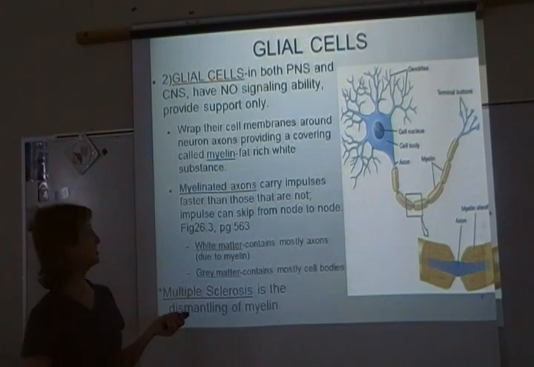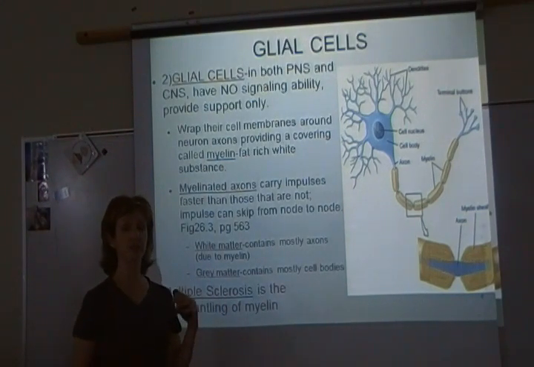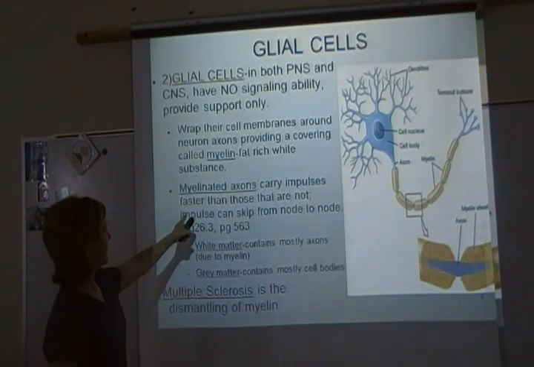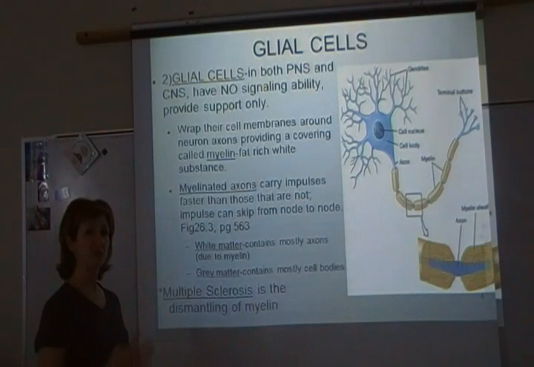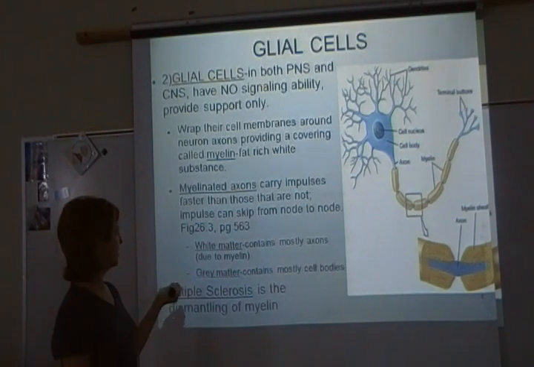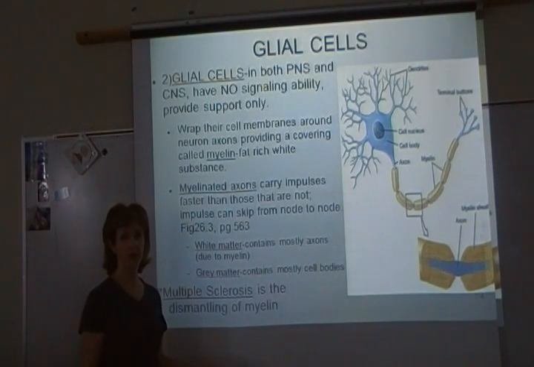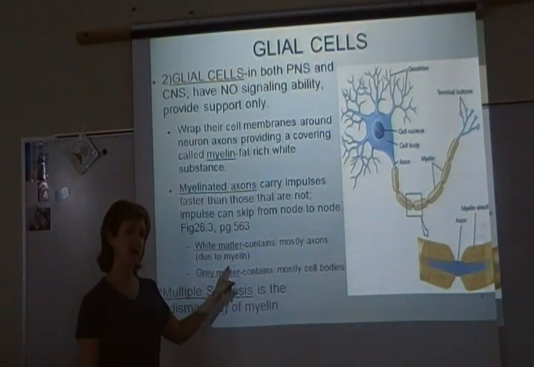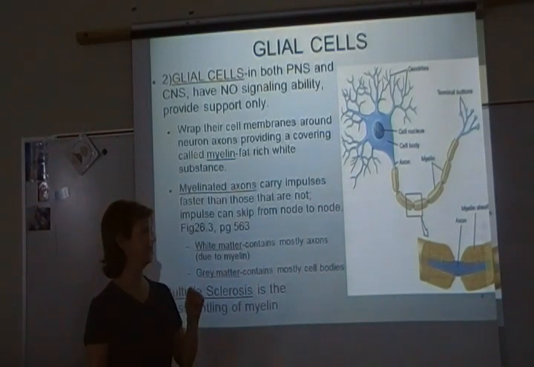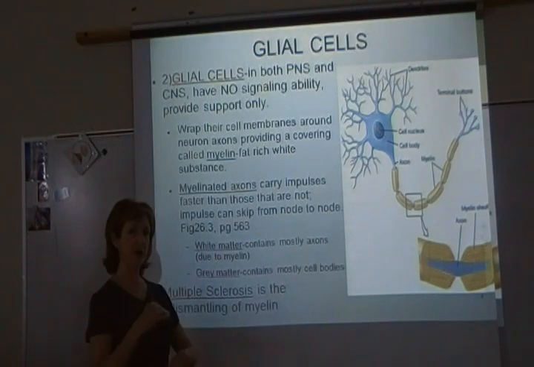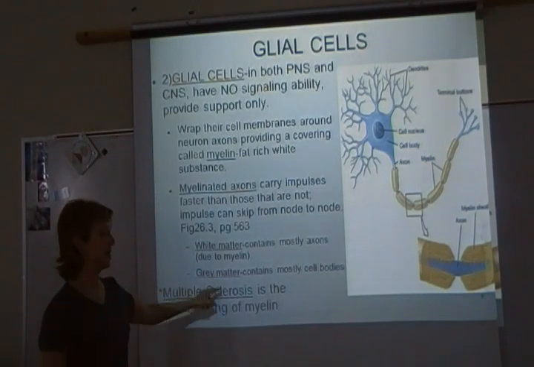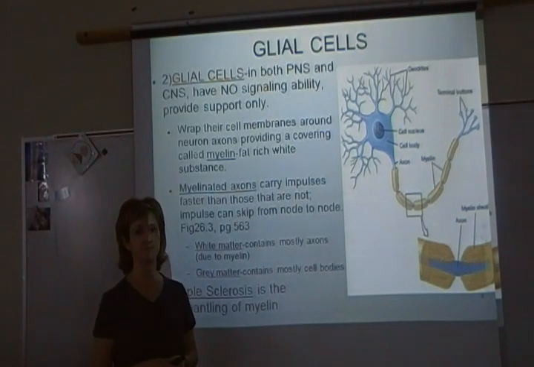The glial cells are actually composed of a really fat-rich substance called myelin. And the myelin is really white in color, and that's where we get the term white matter. You've probably already learned about white matter versus gray matter in brain tissue. And that's because the white matter, what you're actually seeing are the myelinated axons. The myelin is white. So the white matter consists of axons, and the gray matter is mostly the cell bodies.